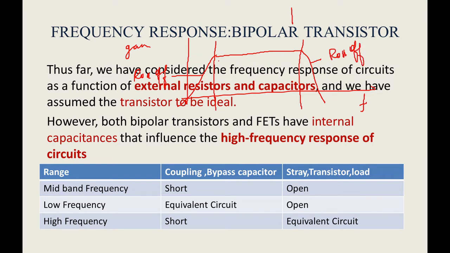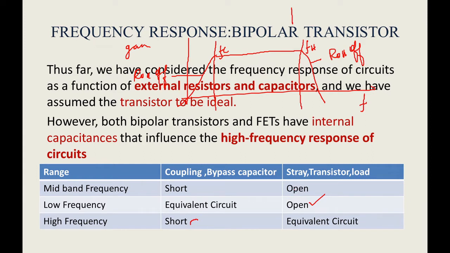So what you want to understand is, this is a cutoff frequency and this is your cutoff frequency. This is the higher cutoff frequency and the lower cutoff frequency. So in the lower frequency part, your coupling and bypass capacitors will be considered in the equivalent circuit. Your stray capacitance, transistor capacitance and load capacitance will not be considered in the model, they will act as an open circuit. In the higher frequency analysis, your coupling capacitor and bypass capacitor will act as a short circuit, and stray capacitance, transistor capacitance and load capacitance only will be considered in the model.